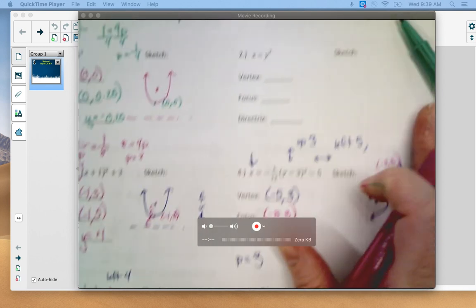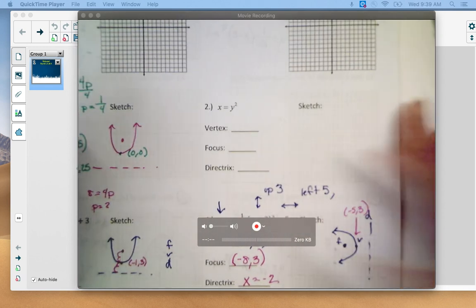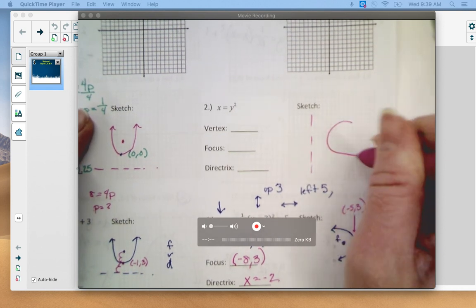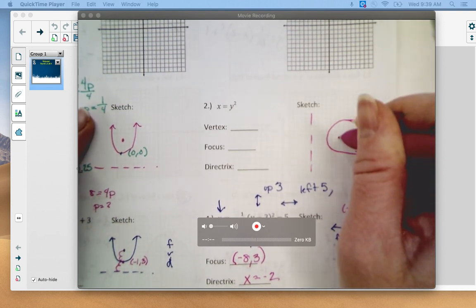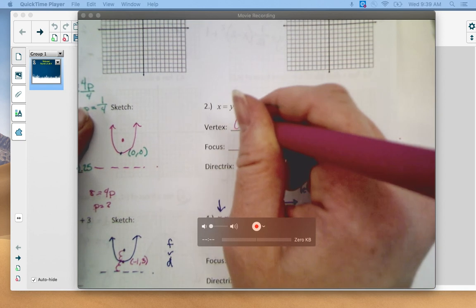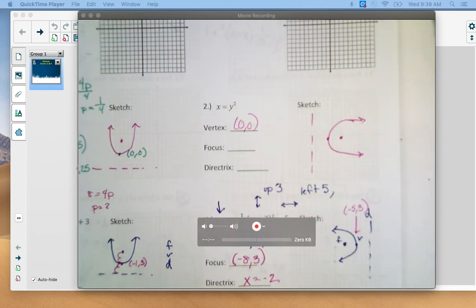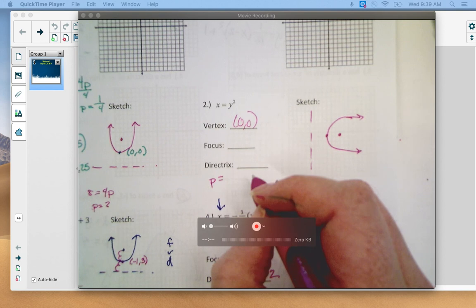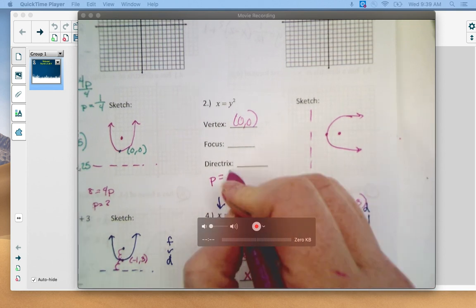Let's come up to x is equal to y squared. What would your vertex be? This one's going to be one facing to the right. I heard it. The vertex is 0, 0. What did we already say that p value was? Do you remember? 1/4 again.